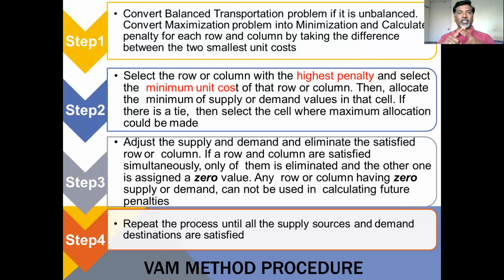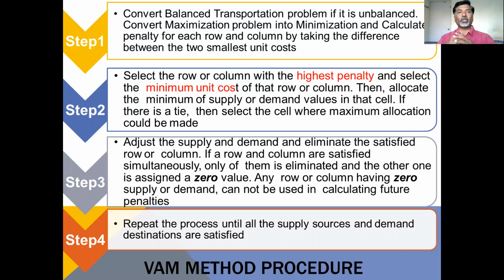First, you have to check whether the given transportation problem is balanced or not. For that, you have to check the demand and supply values. If the demand and supply are not equal, then you have to make them equal by adding either a dummy supply or a dummy demand. By adding dummy demand or supply, you can make the problem balanced.